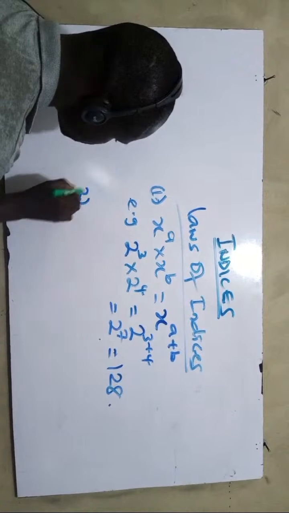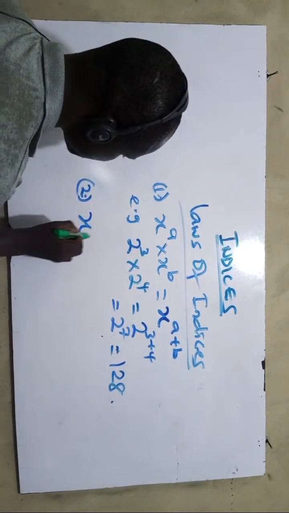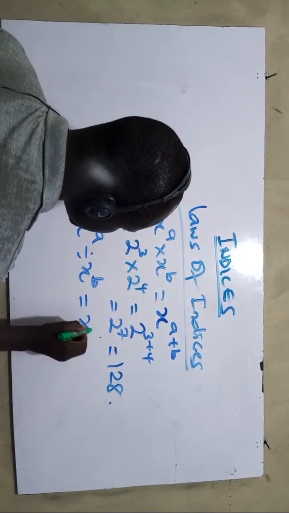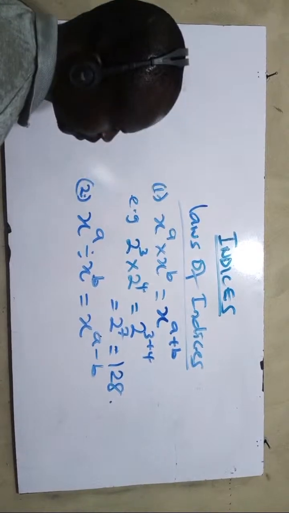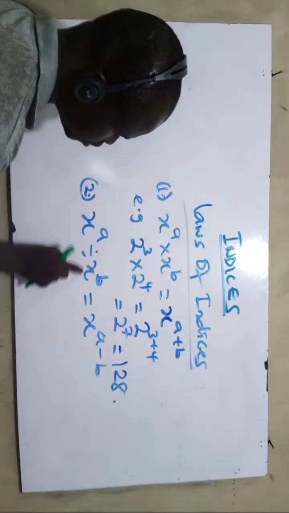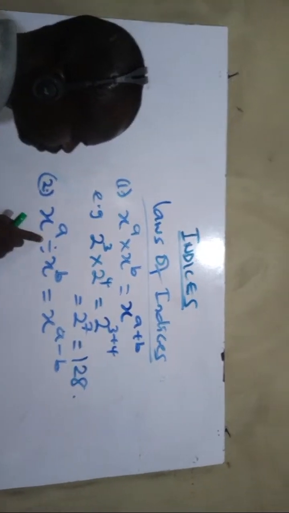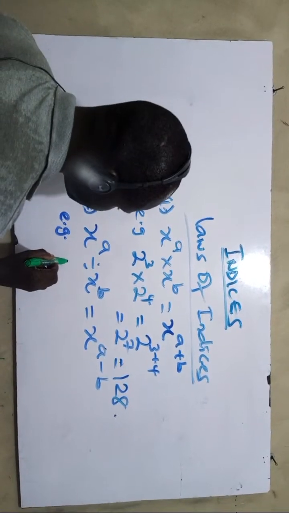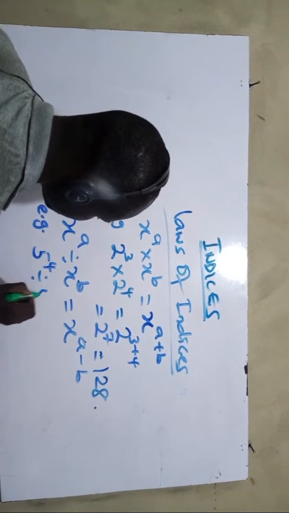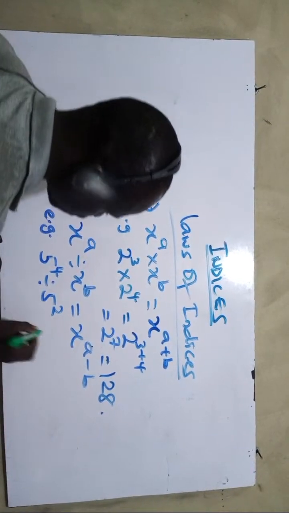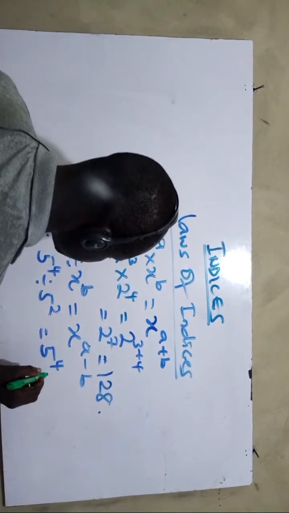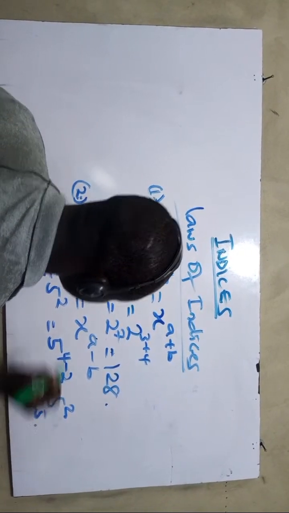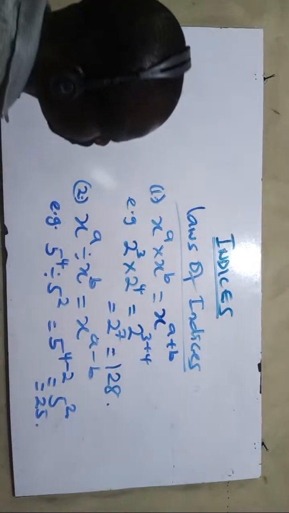The second law that we discussed says that if you have x raised to power a divided by x raised to power b, the law says that it will be x raised to power a minus b. That is, if the operating sign in between the two is division, then the law says that we should subtract the powers. For example, if I have 5 raised to power 4 divided by 5 raised to power 2, according to this law we are going to get 5 raised to power 4 minus 2, and that will be 5 raised to power 2, which is equal to 25. So that is the second law that we discussed.